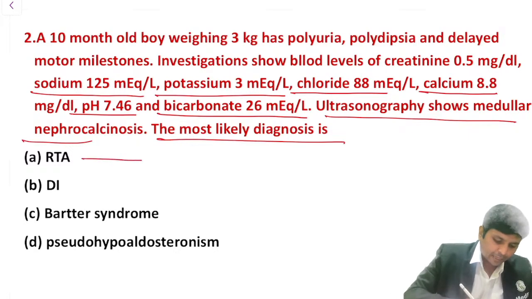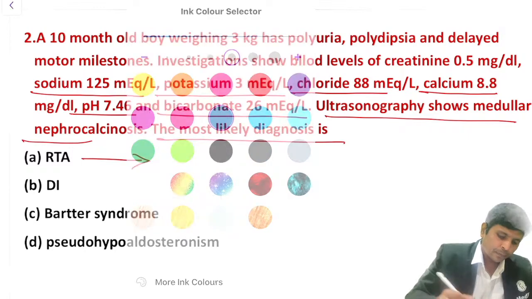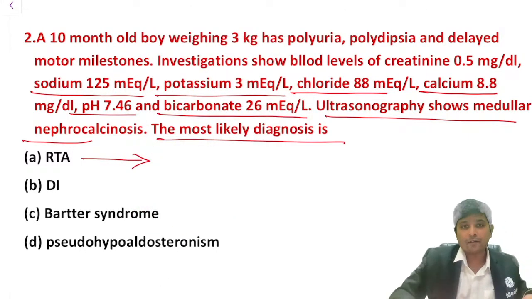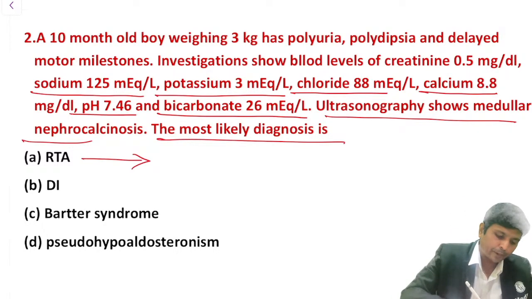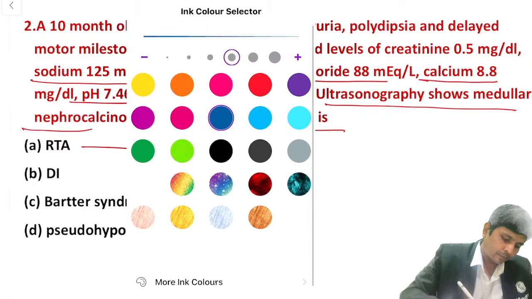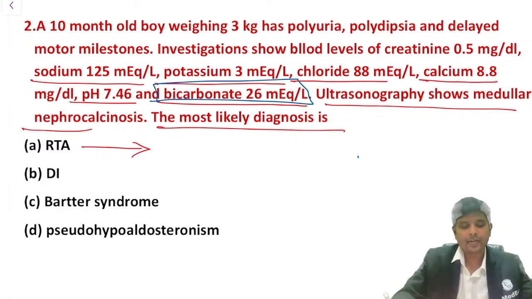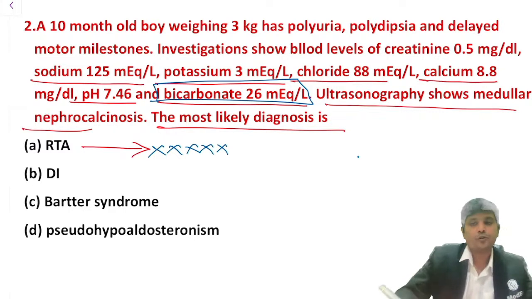In case of renal tubular acidosis, you need to have acid. But here it is... Look at this. In acidosis, your bicarb will be low, but here bicarbonate is high. So this is not a case of renal tubular acidosis.